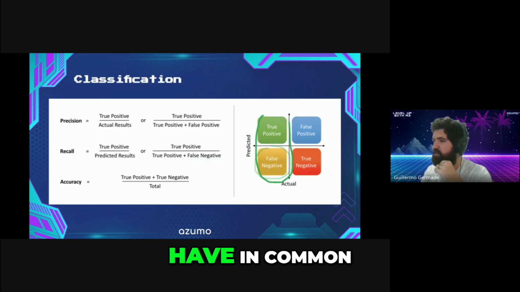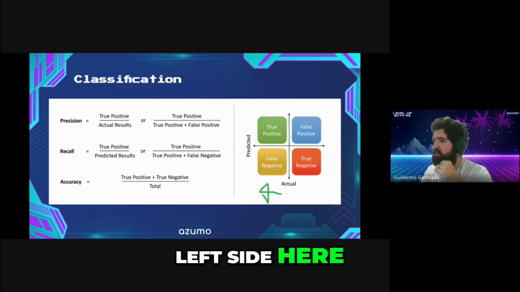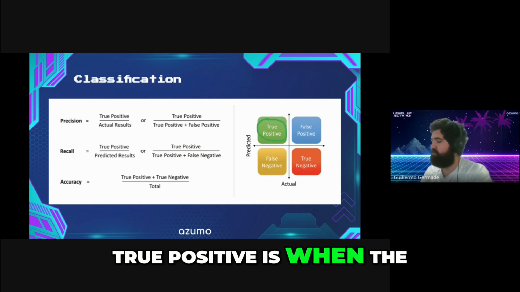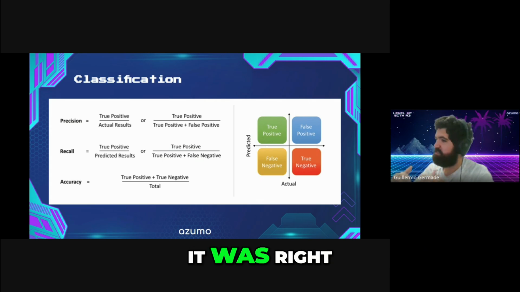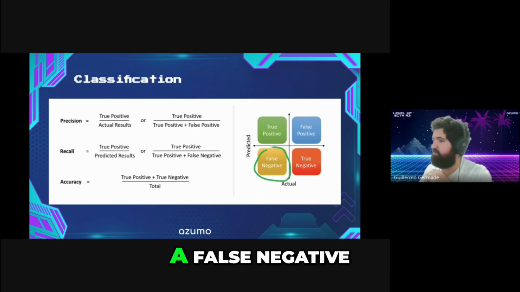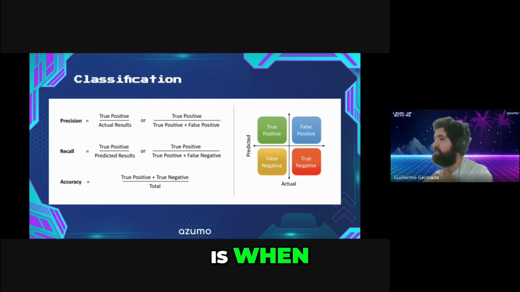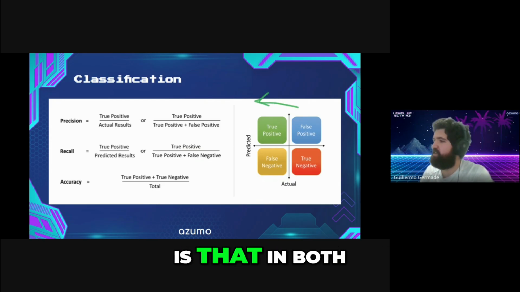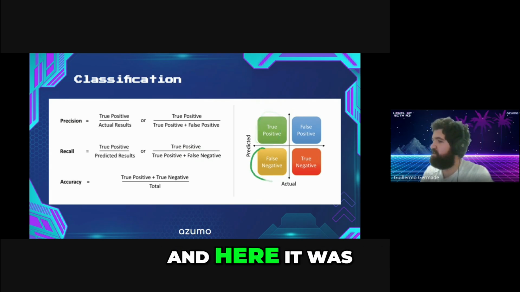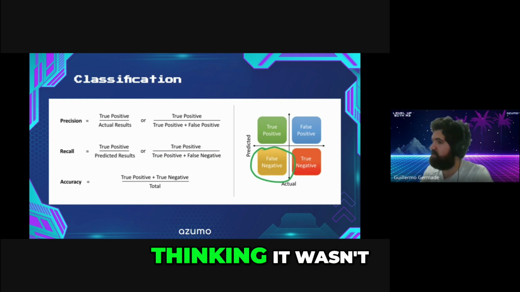What do these two have in common? They are on the left side here. So true positive is when the model says it's a true fraudulent transaction and it was right. And a false negative is when the model says it's not a fraud, but it actually was a fraud. The thing in common is that in both cases, it actually was a fraud. Here the model was right about it being a fraud, and here it was a fraud, really, but the model was wrong, thinking it wasn't.